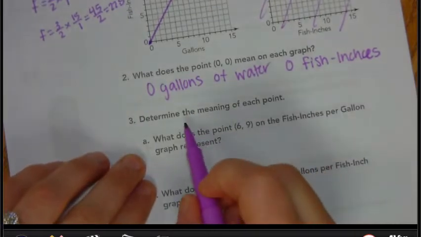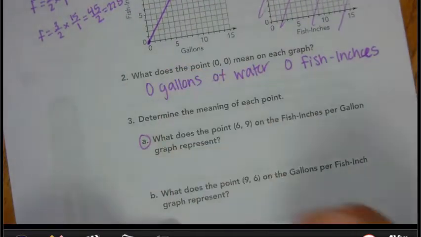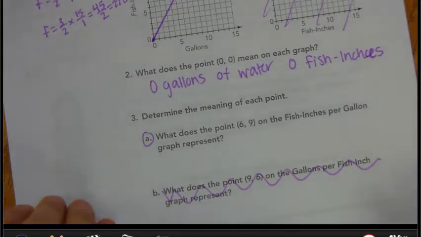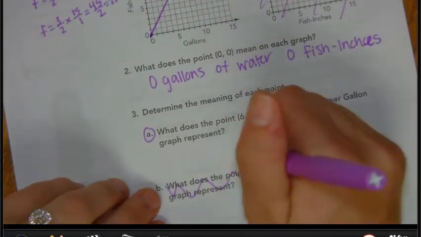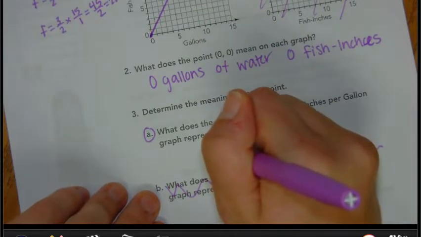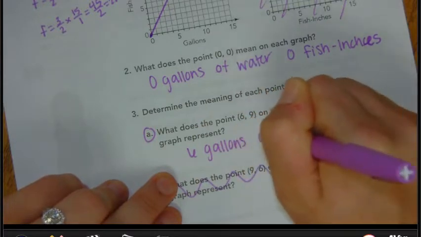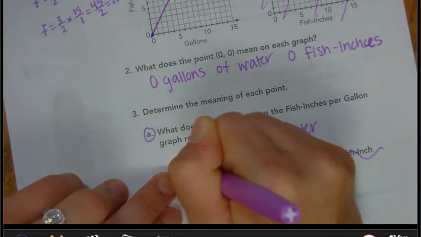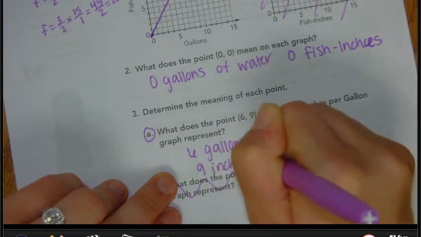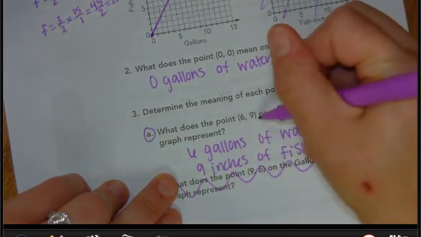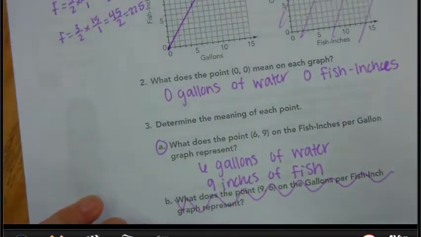Okay. All right, so we're going to look at 3A right here because we only did one of the graphs. What does the point (6, 9) on the fish inches per gallon graph represent in our problem? Well, (6, 9) represents this. For 6 gallons of water, I can have 9 inches of fish. That's what it represents because x is the gallons and y is the fish inches. Fish inches. It's a tongue twister.